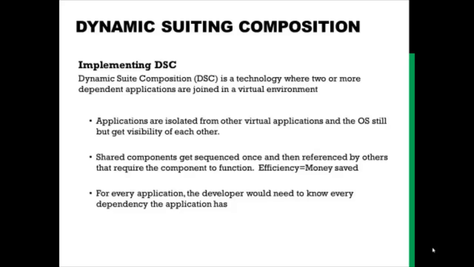If you know you have one application that is required by many applications, you simply sequence that application and then use DSC to allow the dependent applications to see it. For every application, the developer should know every dependency that application has before they commence with the sequencing work. That means there is a level of planning and organization required before you begin virtualizing your applications.